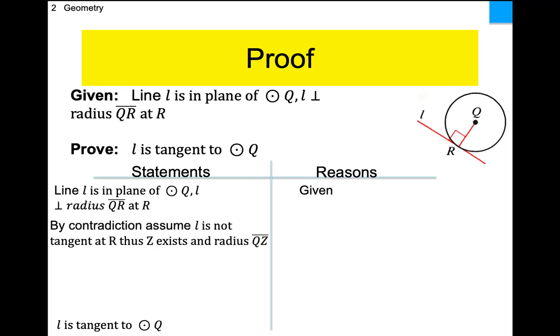Okay, so L is not tangent. I said congruent, but therefore L is not tangent. If it's not tangent, then what does that mean? If it's not tangent, then it's a secant. Right. Therefore, there's got to be another point that touches the circle. Where's that point? I don't know. We're going to call it point Z.